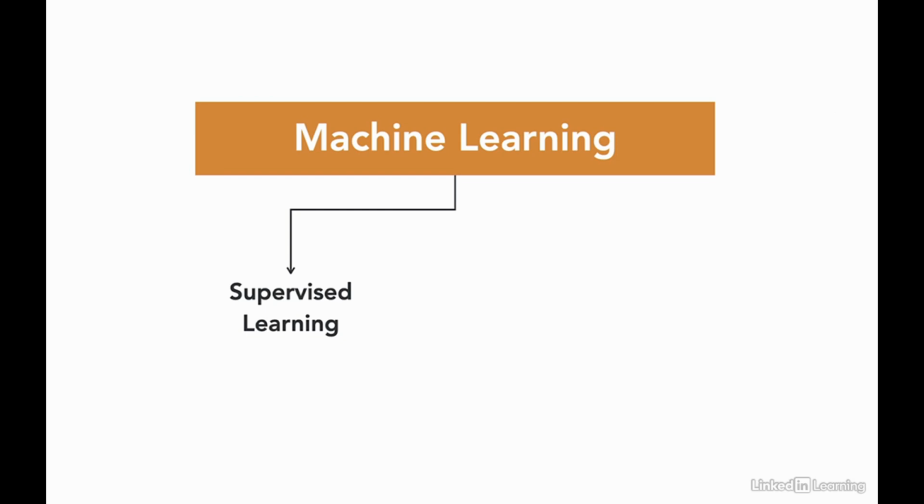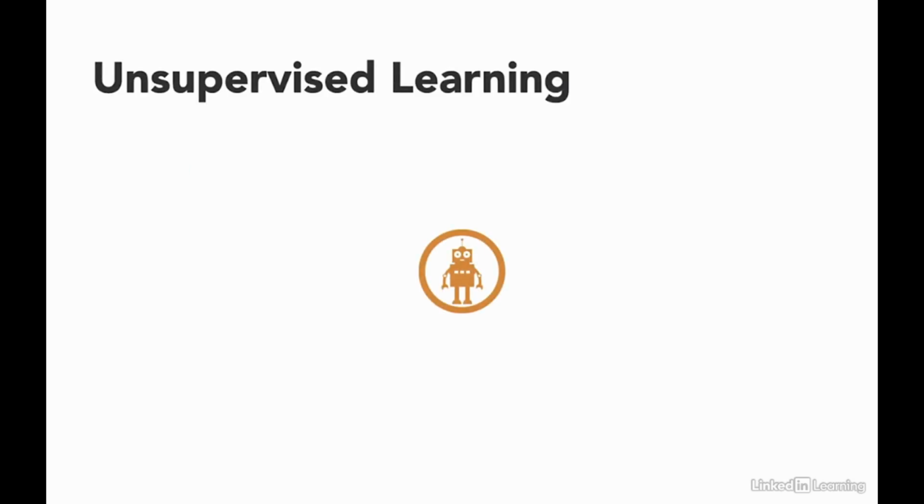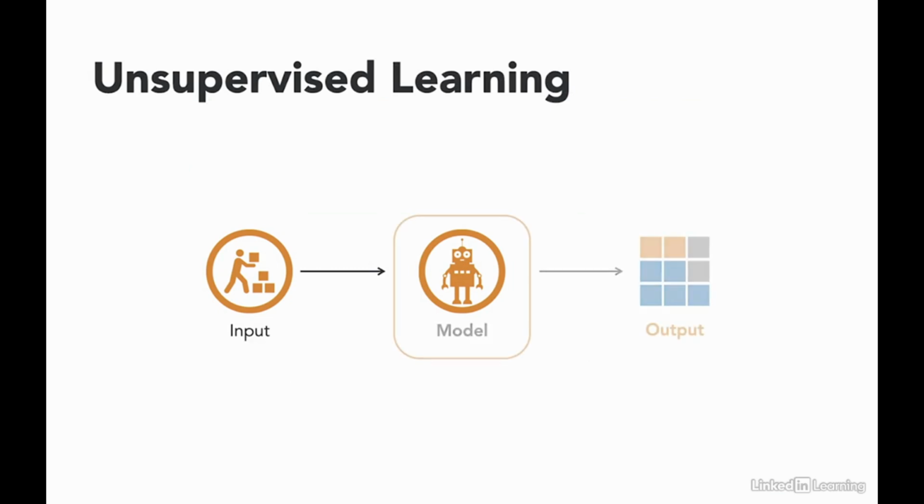A different type of machine learning is unsupervised learning. With unsupervised learning, we simply ask the machine to evaluate the input data and identify any hidden patterns or relationships that exist in the data. Unsupervised learning is used in movie recommendation systems and to perform customer segmentation for marketing purposes.